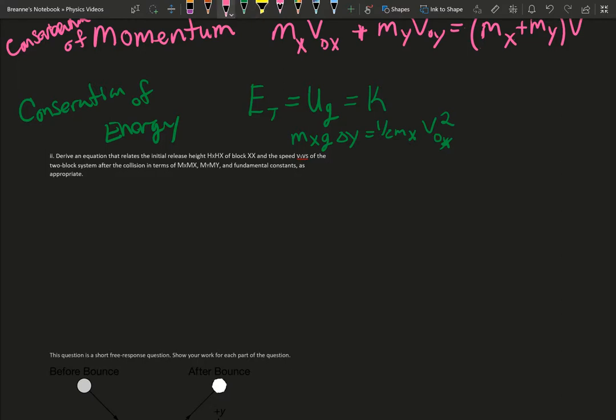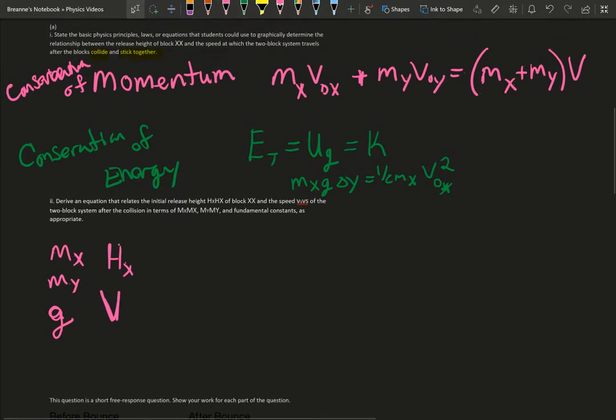So the only things that need to be in our equation are mass X, mass Y, and gravity. And we're trying to see the relationship, so height X can also be in the mix, because we're trying to figure out the relationship between our height X and our final velocity. Those are the things that can be in our equation.